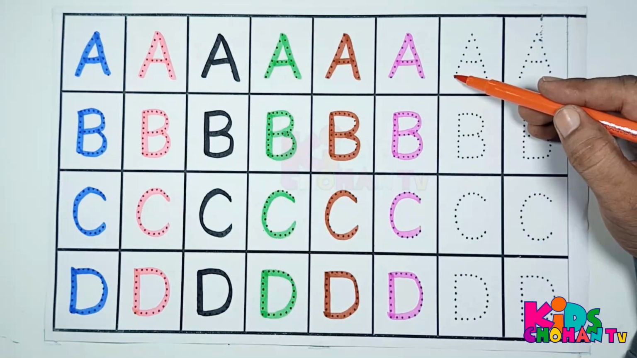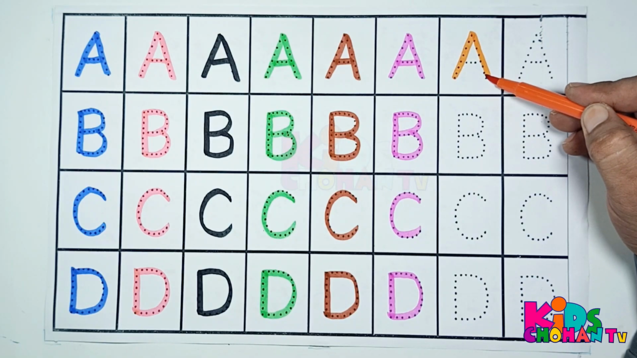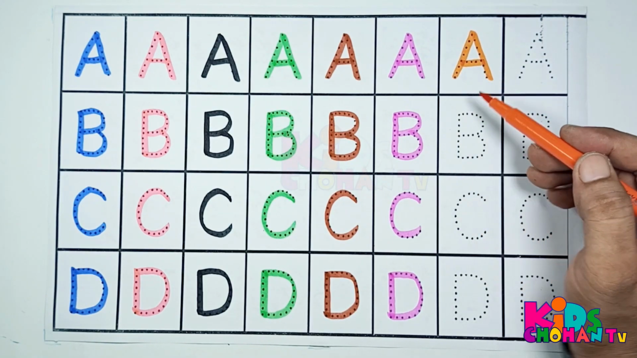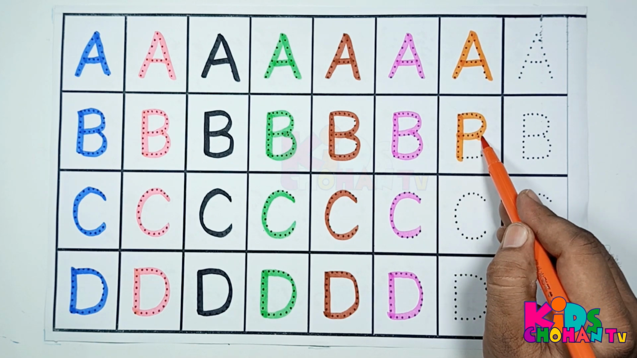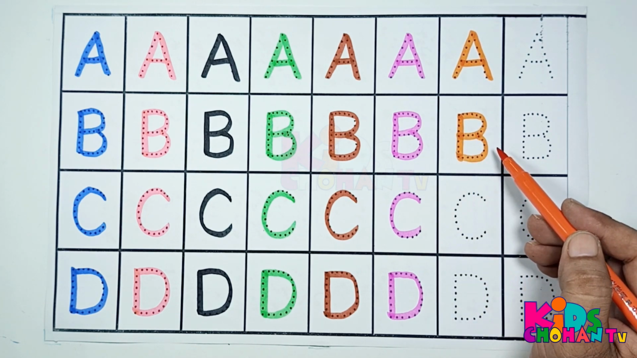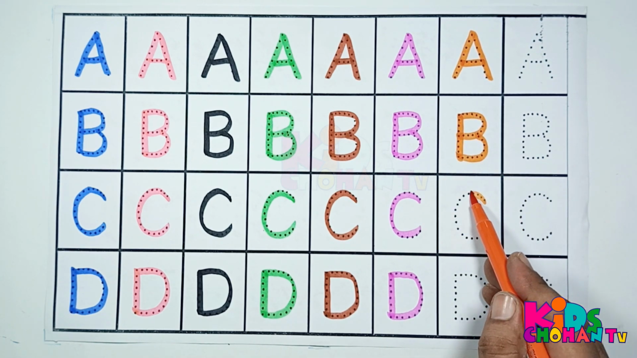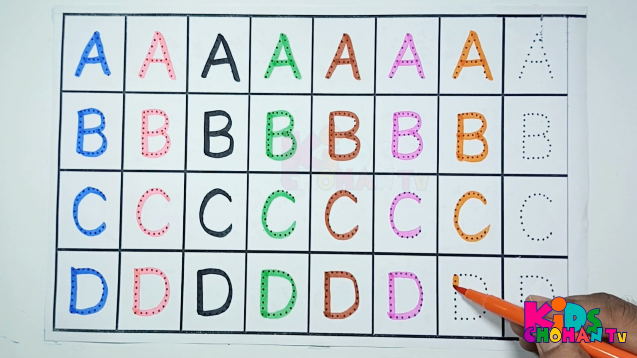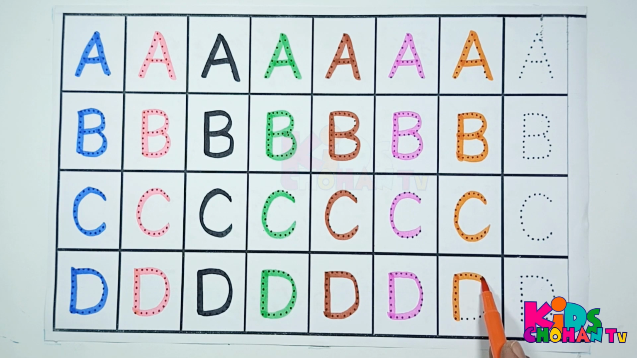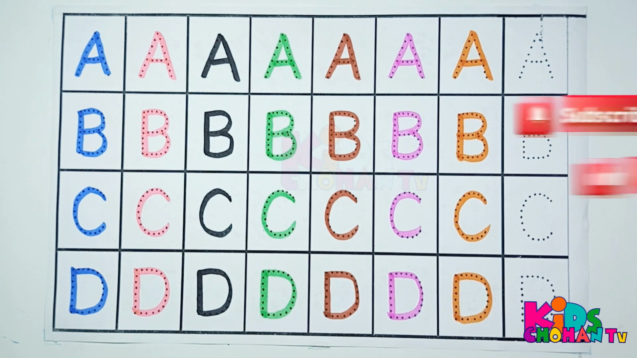Orange color. A for alligator, B for basket, C for cat, D for dinosaur.